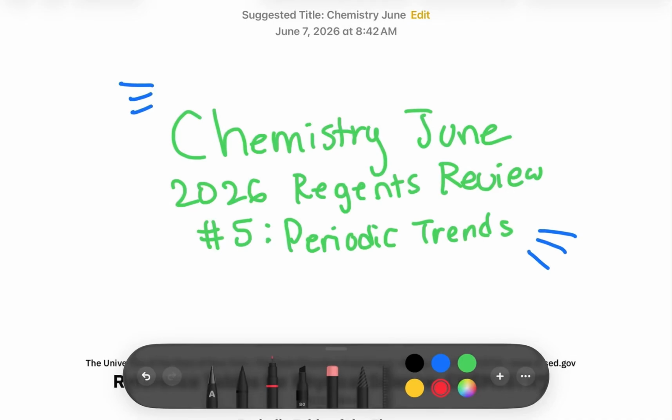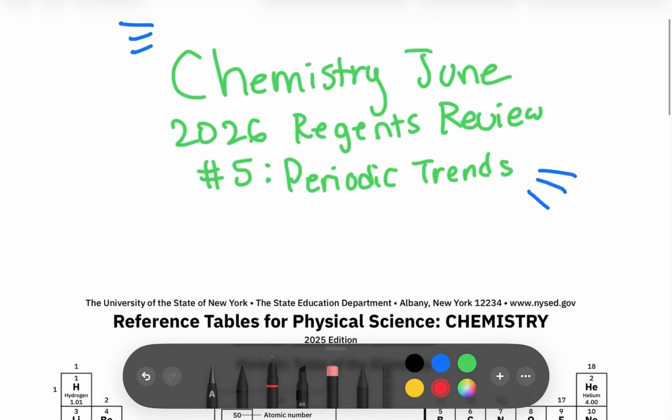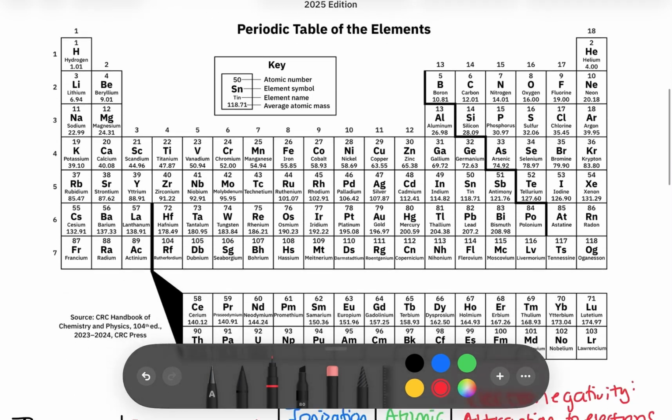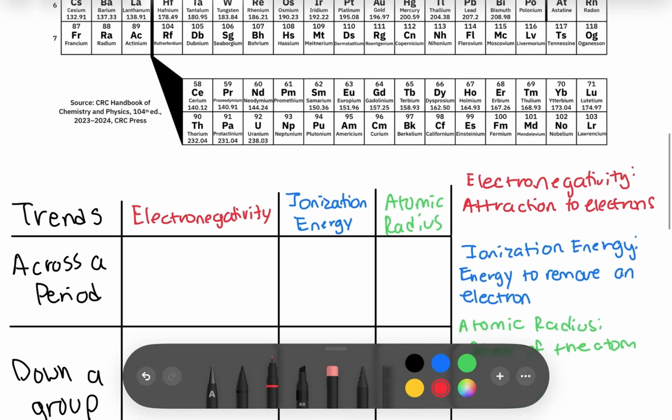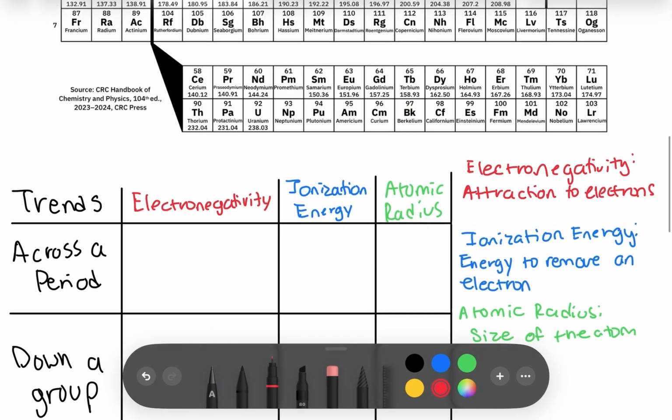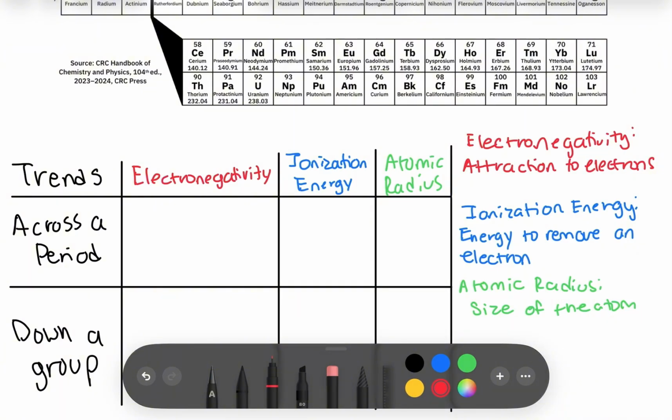Today we're going to do a chemistry Regents review on periodic trends. So to start off, in the periodic table, we're going to look at electronegativity, ionization energy, and the atomic radius. Electronegativity is the attraction to the electrons, or the valence electrons. Ionization energy is the energy needed to remove an electron, and the atomic radius is the size of the atom.